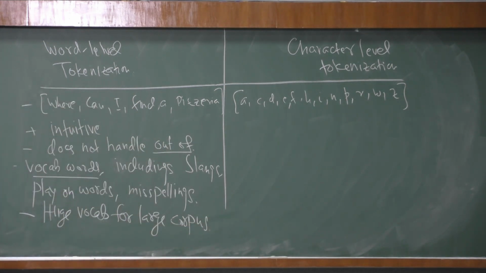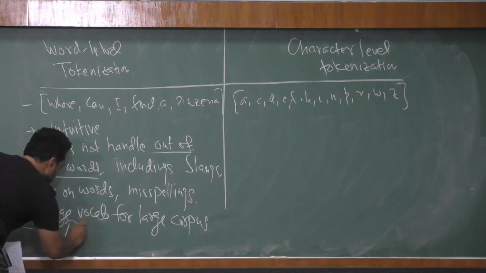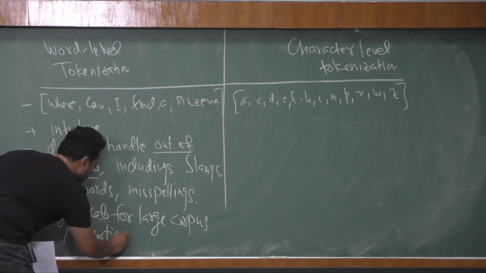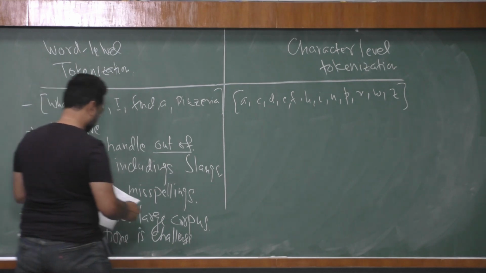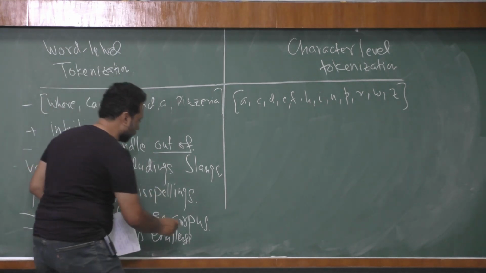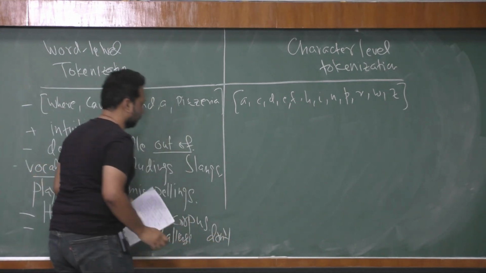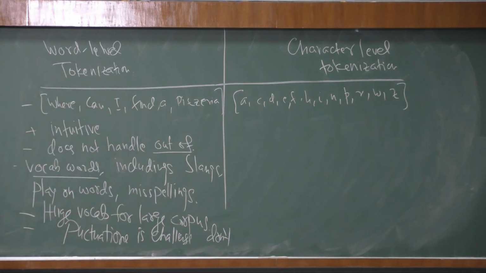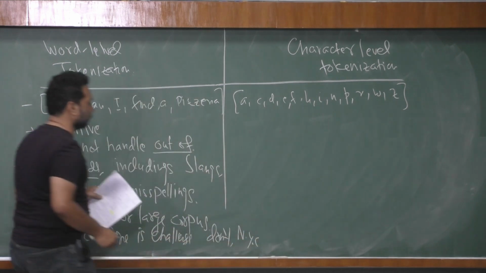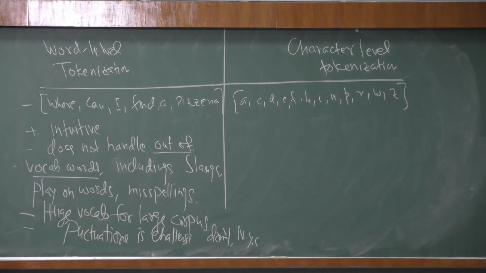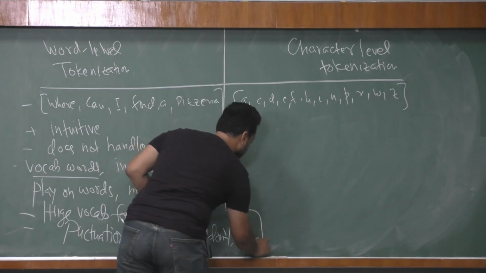Also, in word level, handling punctuation is a challenge. For example, things like "don't": should we take it as "do not", or should we take it as one whole word? And also abbreviations, let us say NYC, N.Y.C. Should we take this as a whole word? So these are the positives and negatives of word level.